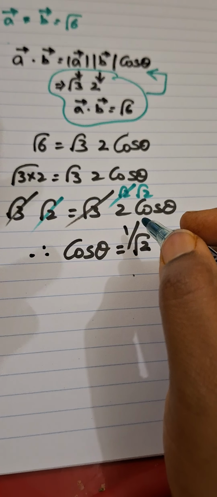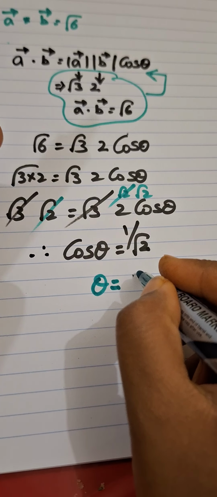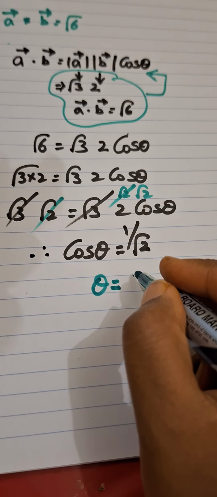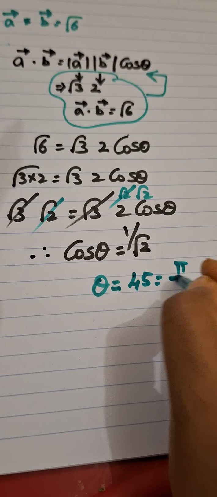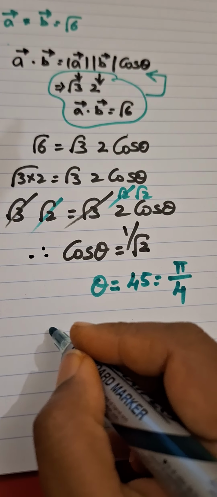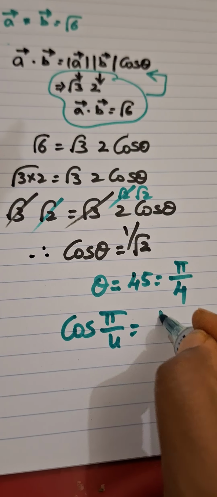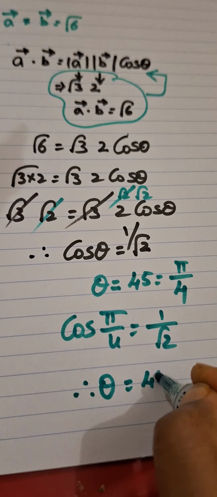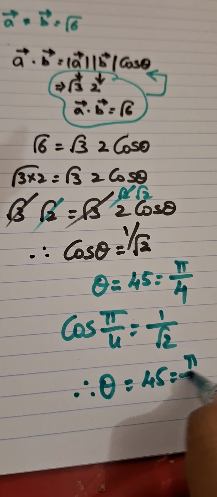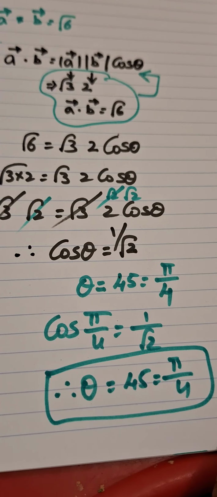Cos theta is 1 by root 2 means theta is equal to 45 degrees, right? Which is pi by 4. Because cos pi by 4 is 1 by root 2. Therefore I can say theta is equal to 45 degrees or pi by 4. So this is the angle between the vectors.